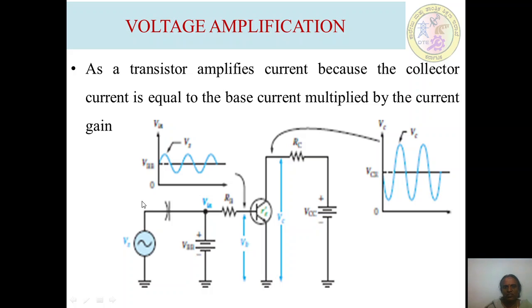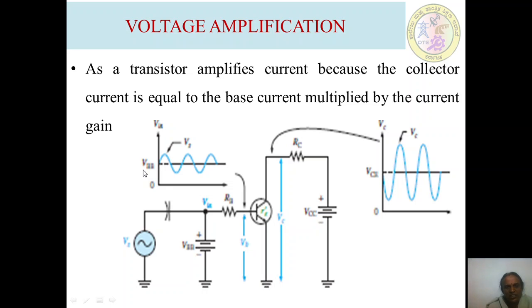Voltage amplification. A transistor amplifies currents because the collector current is equal to the base current multiplied by the current gain beta. The base current in a transistor is very small compared to the collector and emitter currents. Because of this, the collector current is approximately equal to the emitter current.